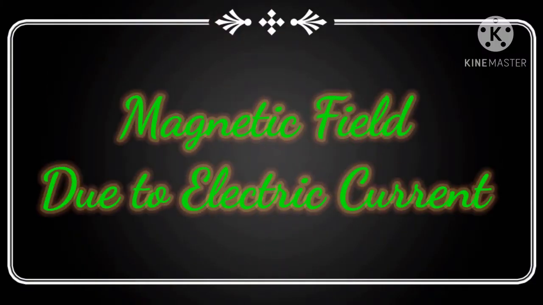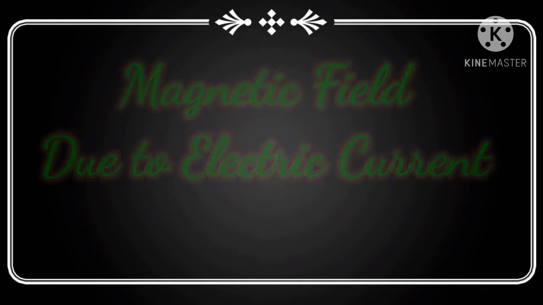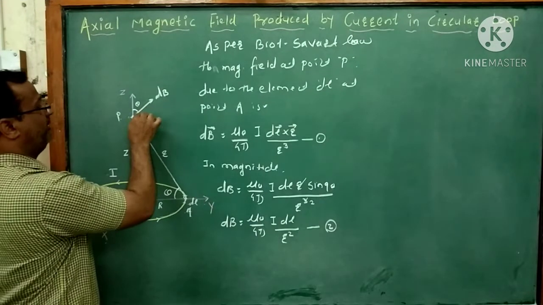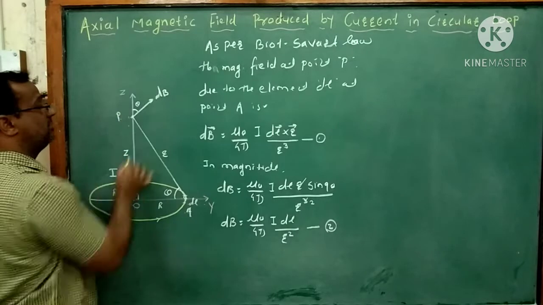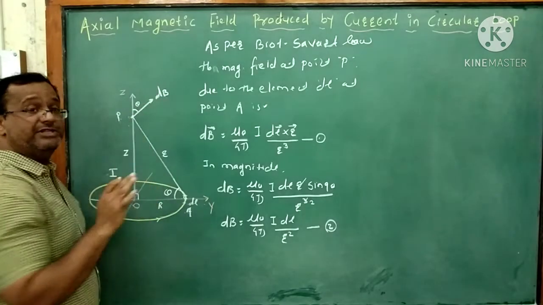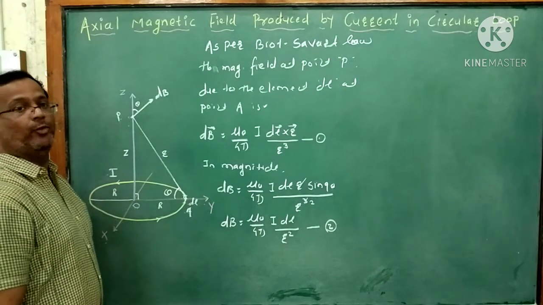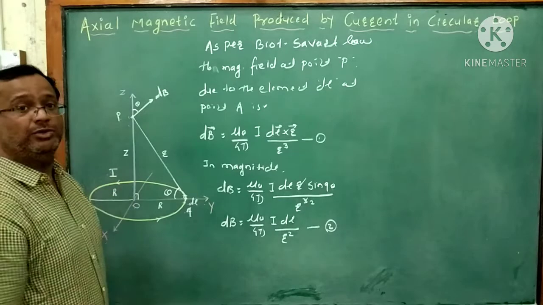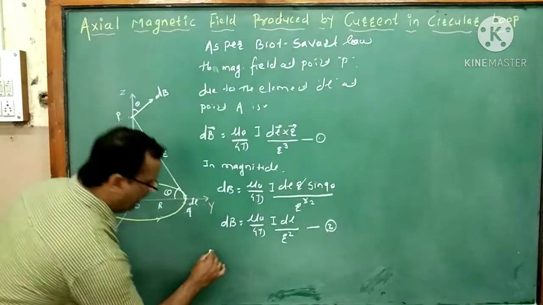Magnetic field due to electric current. What happened here? This dB is inclined to the z-axis. So that's why this dB is resolved into two components.